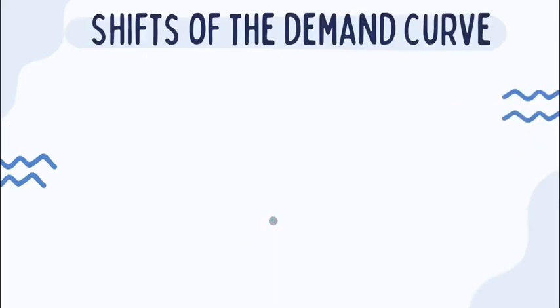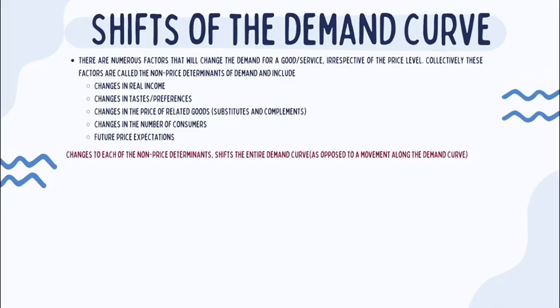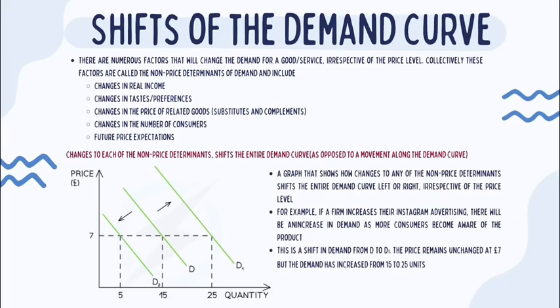Let's now understand how the shifts of the demand curve work. The factors that cause the shift are change in real income, change in taste and preference, change in the price of related goods, change in the number of consumers, and the future price expectations. The change of each of the non-price determinants shifts the entire demand curve.